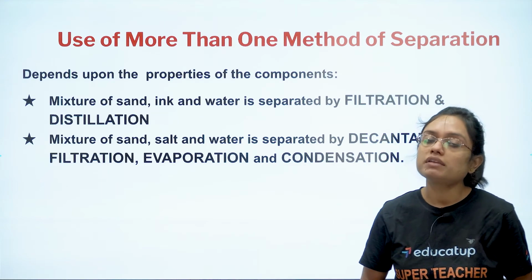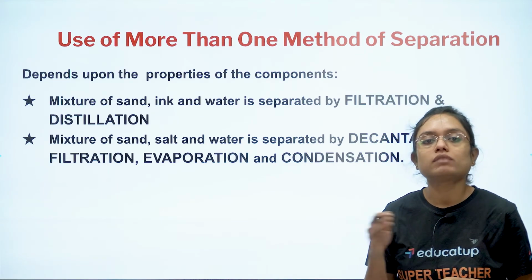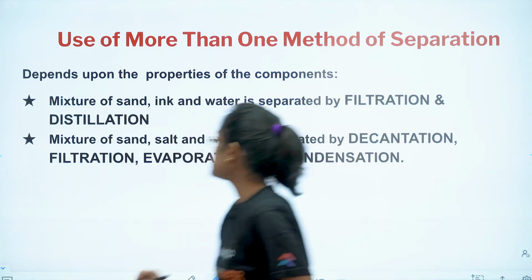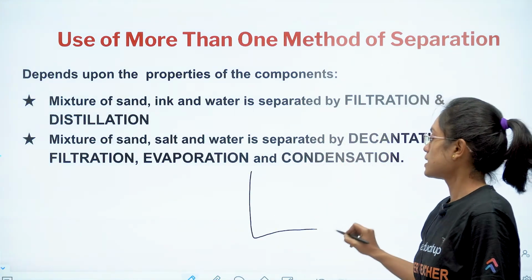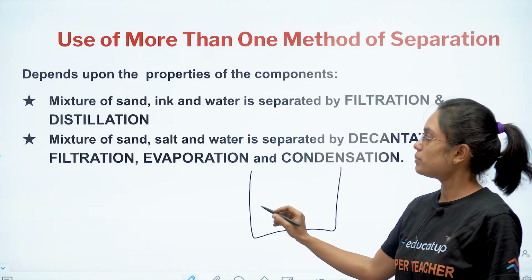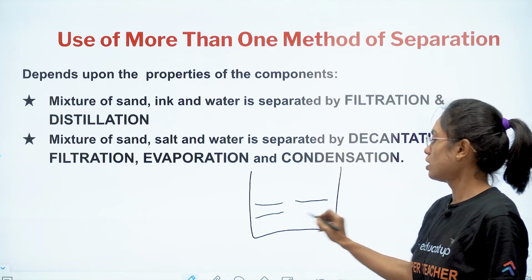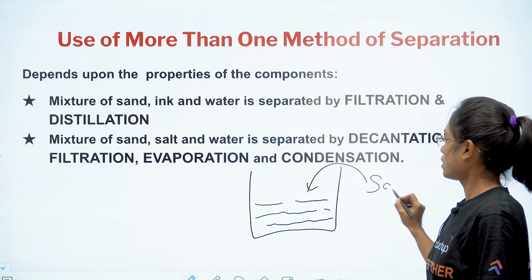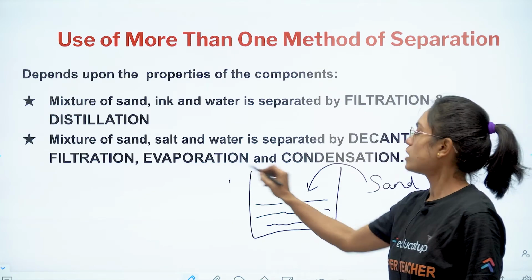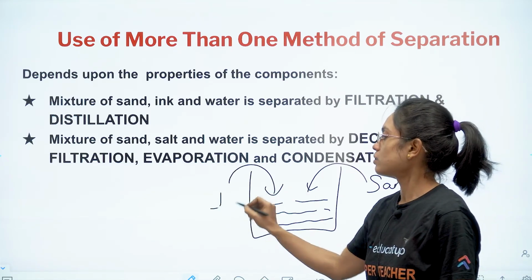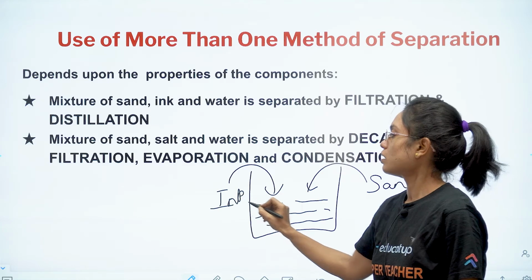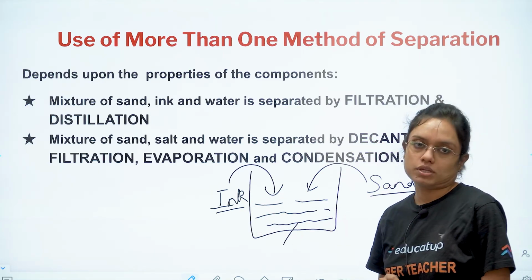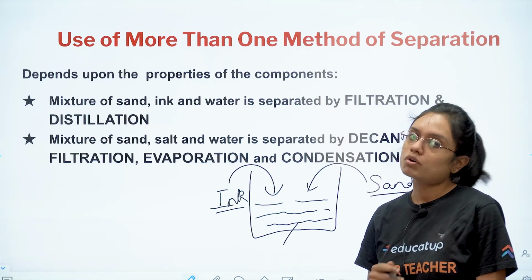Now, for example, if you have a mixture of sand, ink and water, let's discuss it. Suppose this is a beaker in which first you have taken water, then you have poured in it some sand, and then you have poured from one side some ink. So sand is a solid substance, ink is a liquid, and water is also a liquid. Now you have to separate them. So how will you separate them?